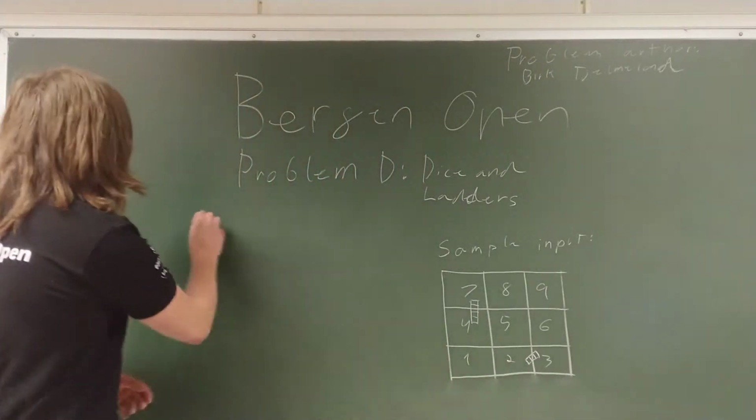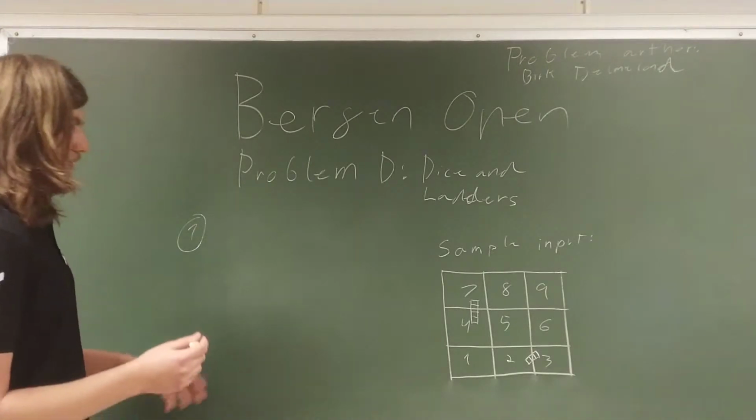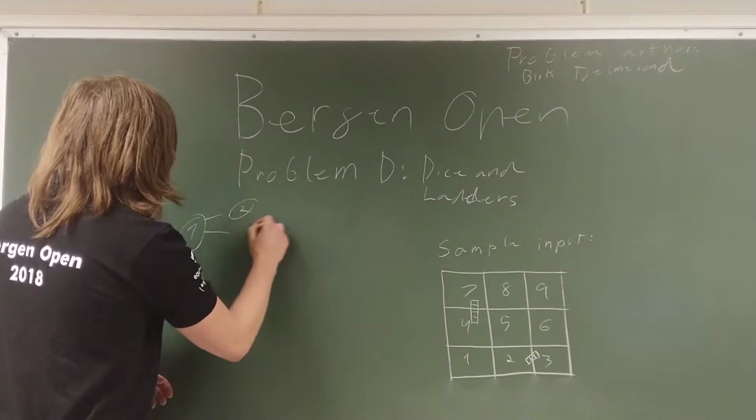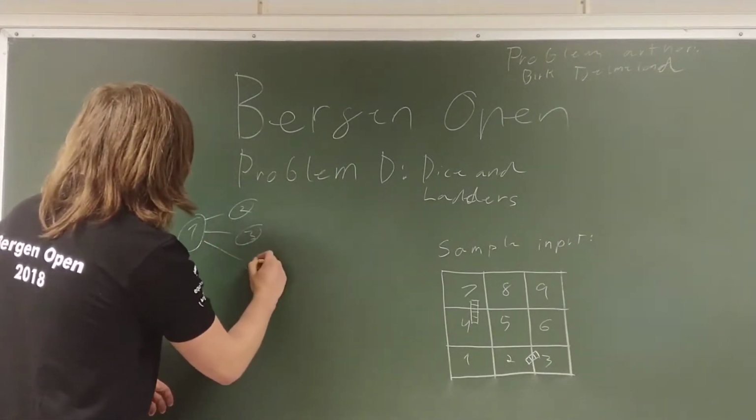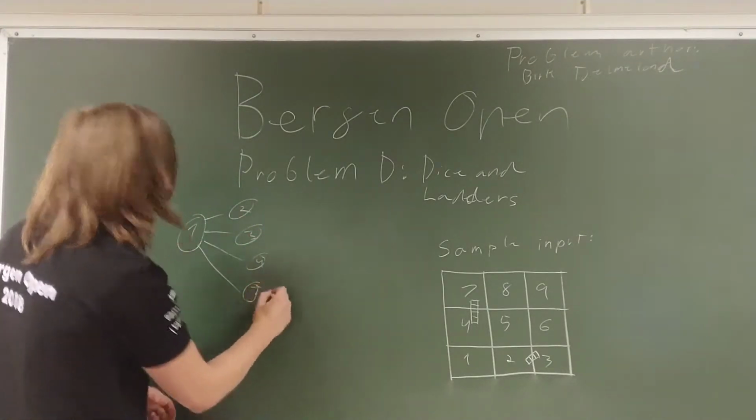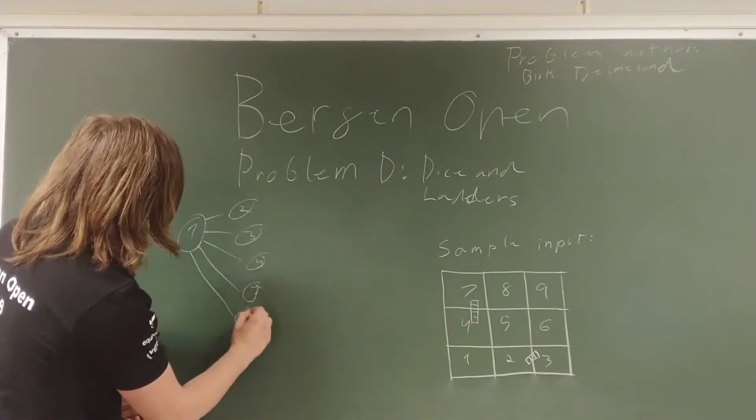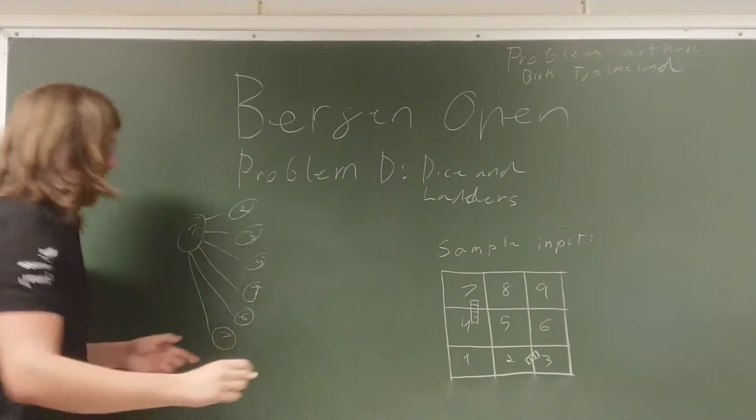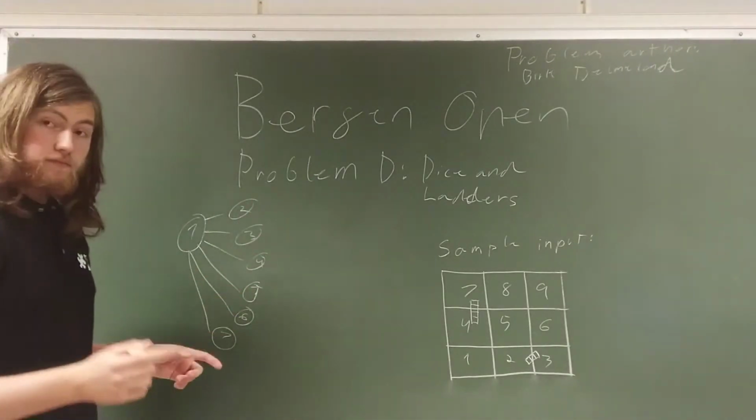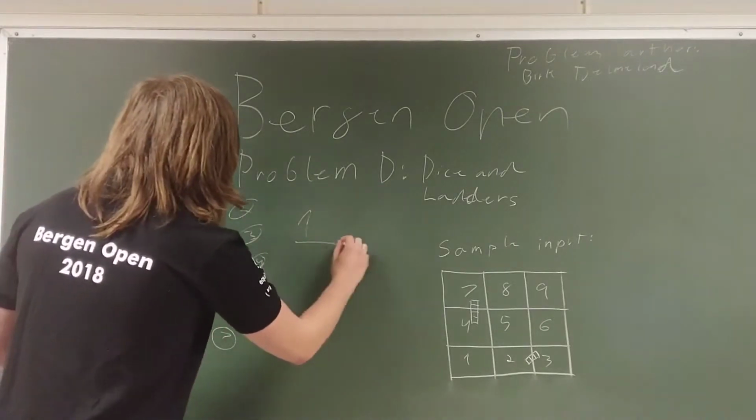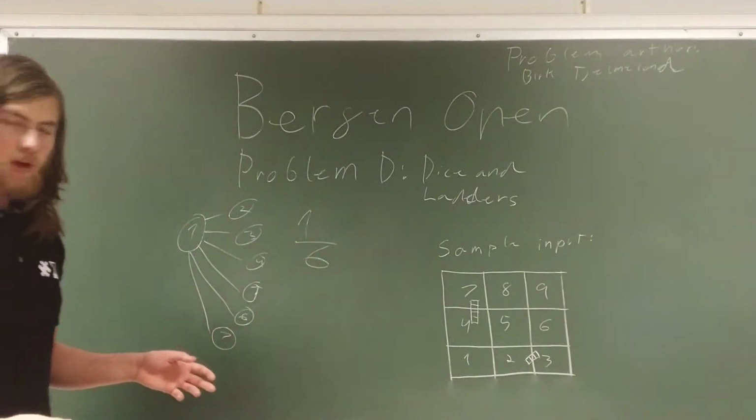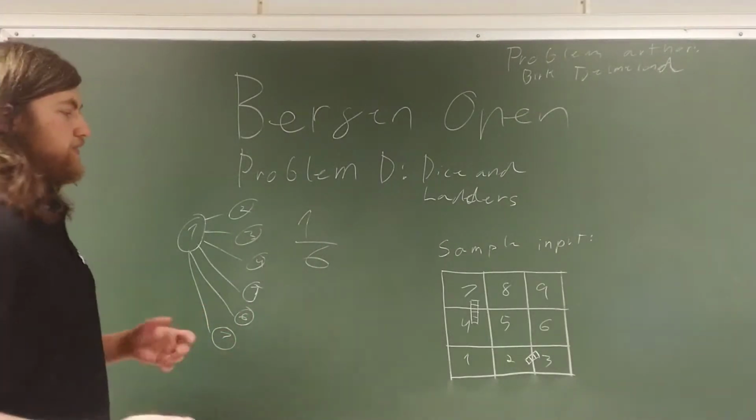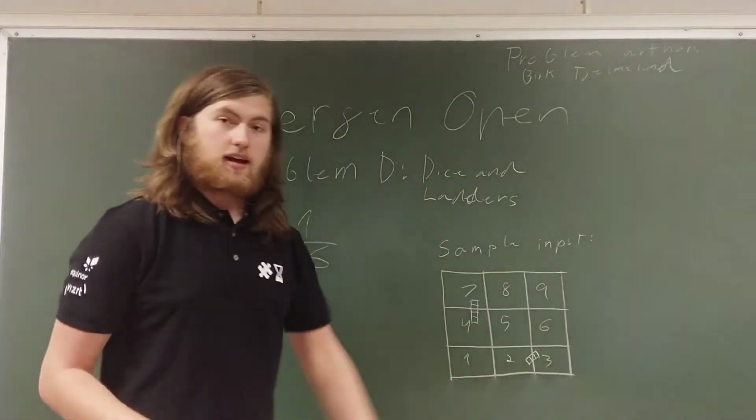So we can see that if we are at cell 1, then we can move to the cells 2, 3, 4, 5, 6, and in fact 7, all with the probability of 1/6. So this is starting at 1 and doing a single dice roll.